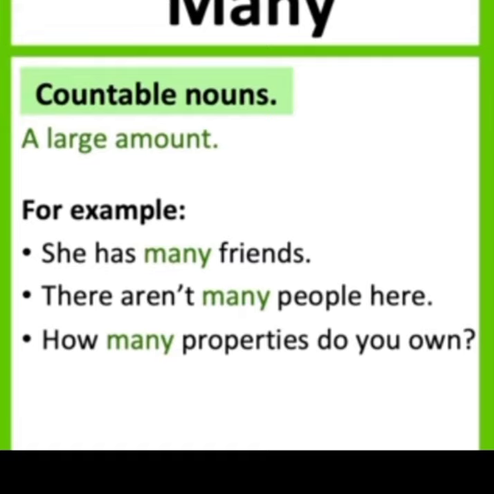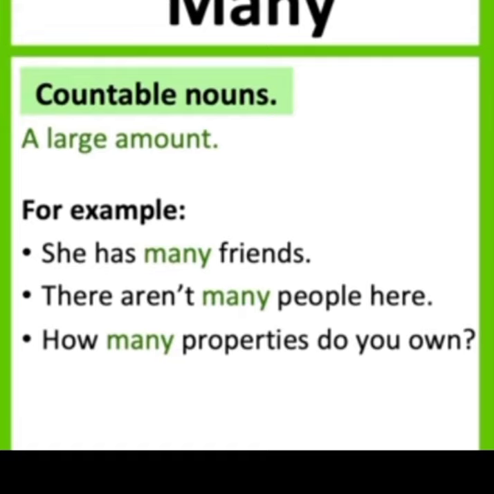Okay. She has many friends. This word friends is a countable noun. You can count your friends, one friend, two friends, three friends, four friends. Okay. This word friends is a countable noun, so we have used many with it. We cannot use much with it here. Okay. There are not many people here.